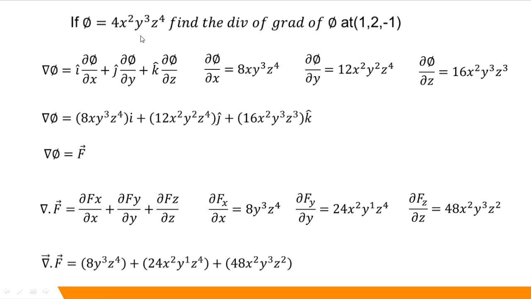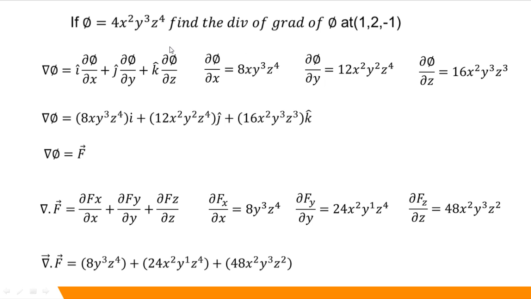Similarly, dou phi by dou y, differentiate with respect to y. That means 4 into 3, 12 x square y square z to the power 4. And then the last, dou phi by dou z. Here it is z to the power 4, 4 4s are 16, x square y cube z cube. So these are dou phi by dou x, dou phi by dou y, dou phi by dou z. So the gradient of the scalar function has these component values: 8x y cube z to the power 4, 12x square y square z to the power 4, and 16x square y cube z cube.